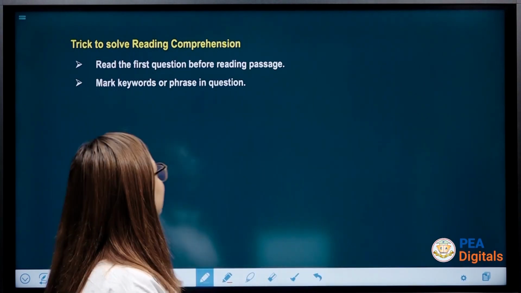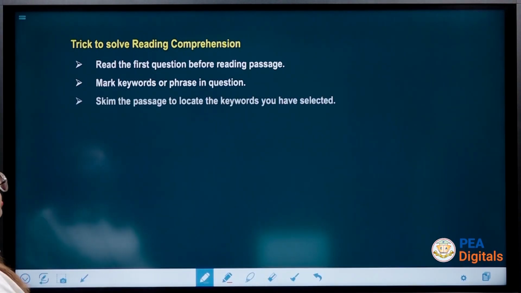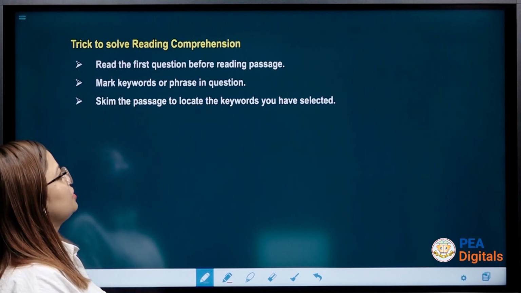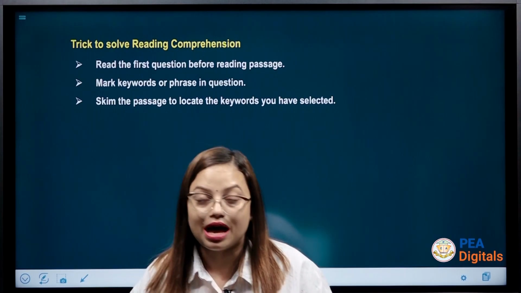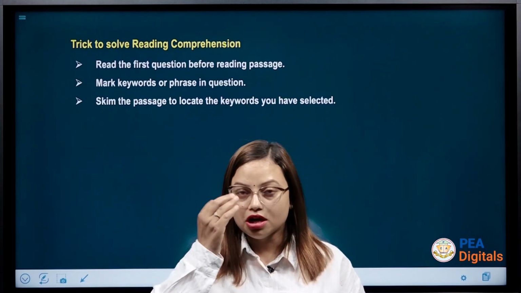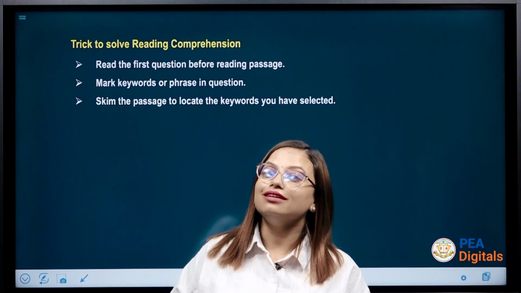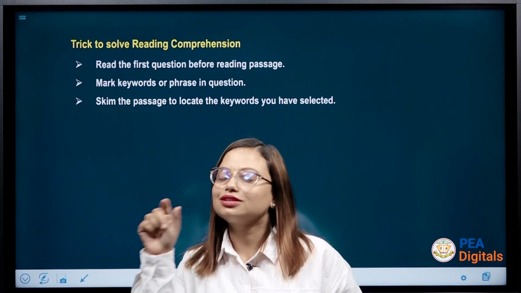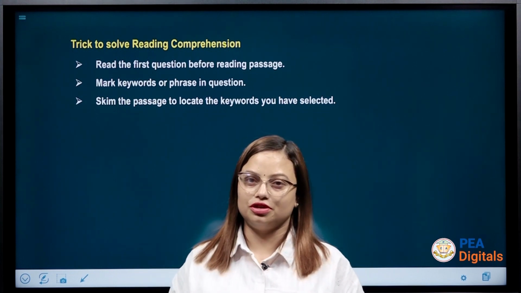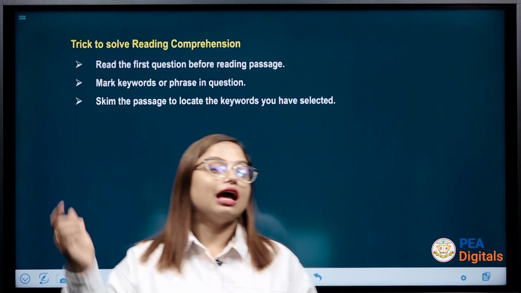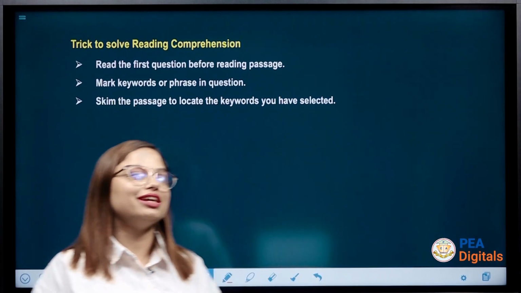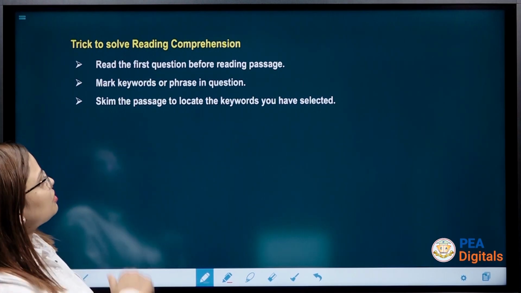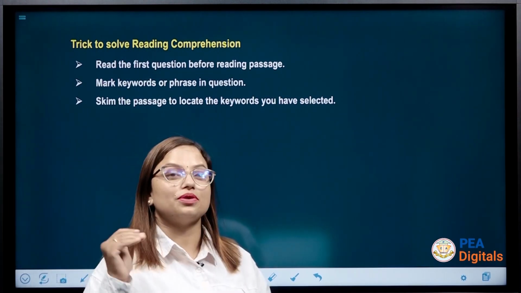Another step is to skim the passage to locate the keywords you have selected. What is your third action? At first you read your question, then you marked or underlined your keywords in your question, and the third action you take is to skim the passage to locate the keywords you have selected.